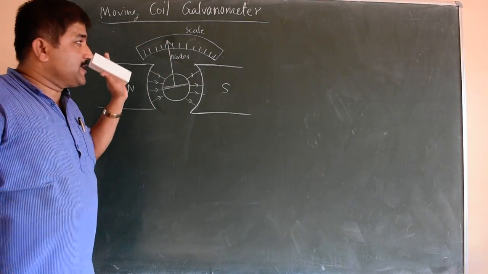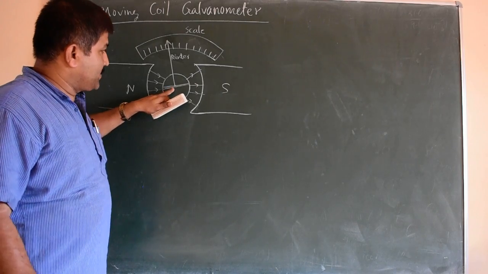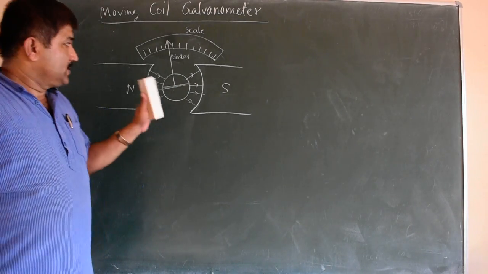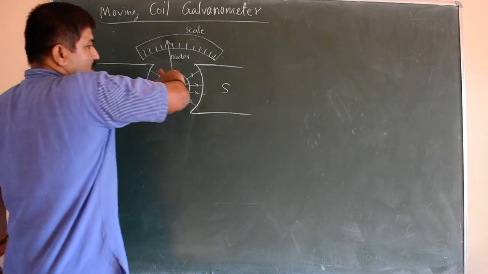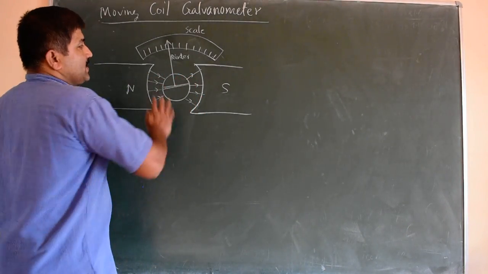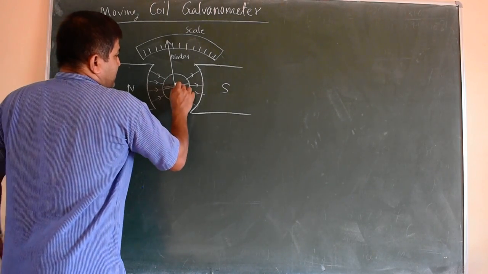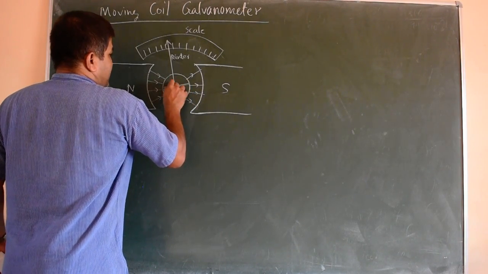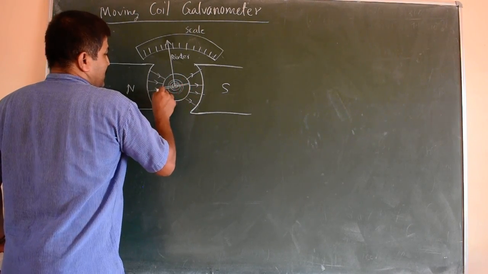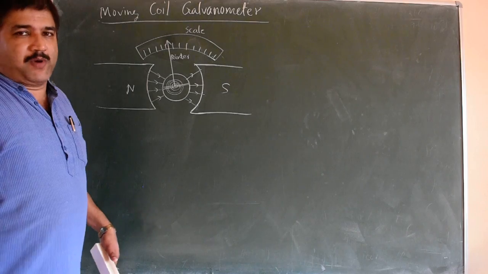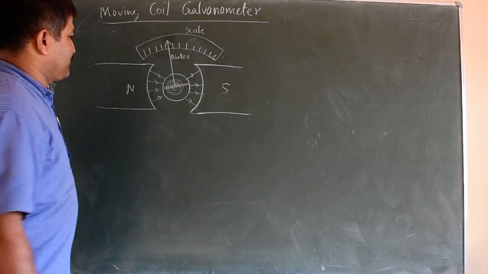Then whenever current is passed through this coil, due to the torque experienced, the coil rotates. When the coil and soft iron rotate, the pointer also rotates. The pointer is attached to the coil, and there will be a spring. The purpose of the spring is to bring back the pointer to the 0 mark. Okay, so that's the brief.